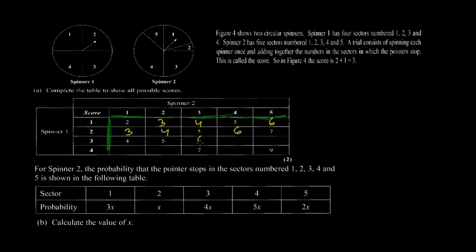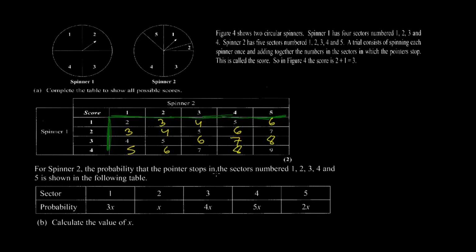Then 3 plus 3 is 6, 3 plus 4 is 7, 3 plus 5 is 8. Then 4 plus 1 is 5, this is 6, this is 7, this is 8. So this is it. This is pretty straightforward. You add up the two scores. Now what we have to do is find the probabilities of getting a total of 1 or 2 or 3 or 4.